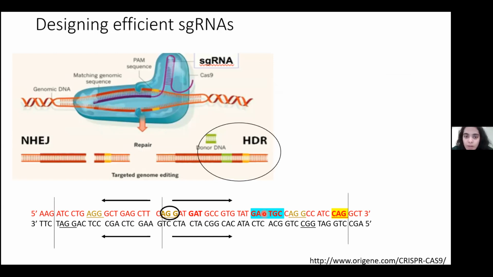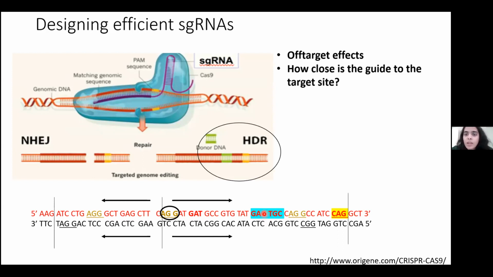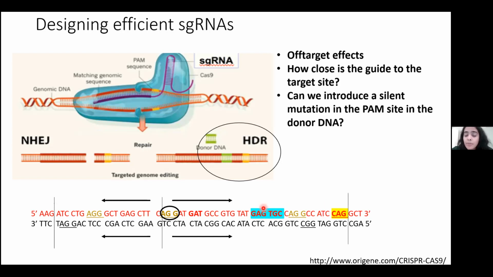So to design efficient single guide RNAs, what do we need? One, we need to ensure that there are minimal off-target effects. We need to factor in how close the single guide RNA is to the target site, because the guide has a silent mutation in the PAM site of the donor DNA. Why?